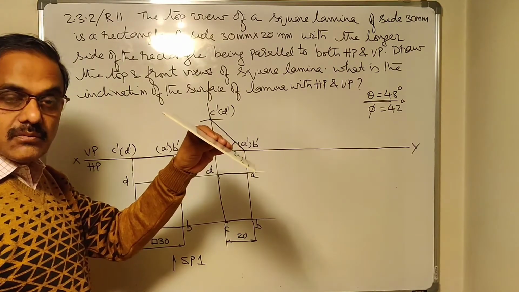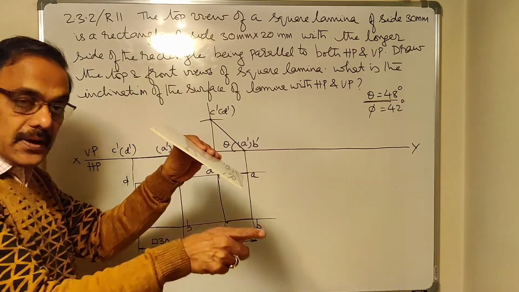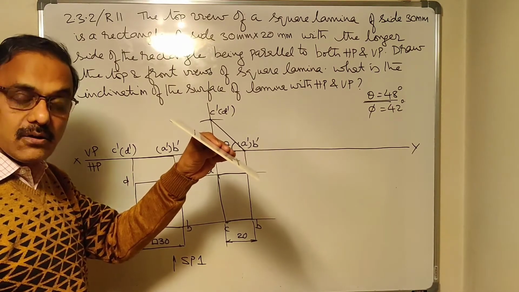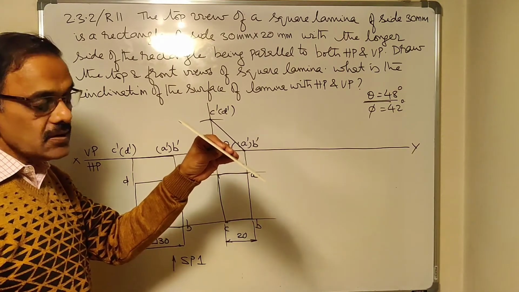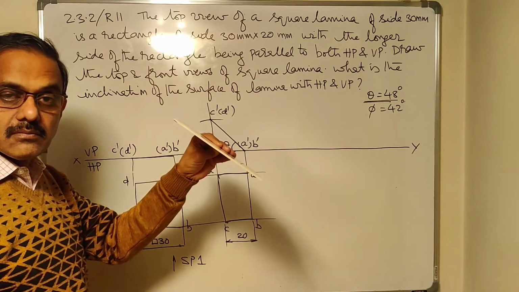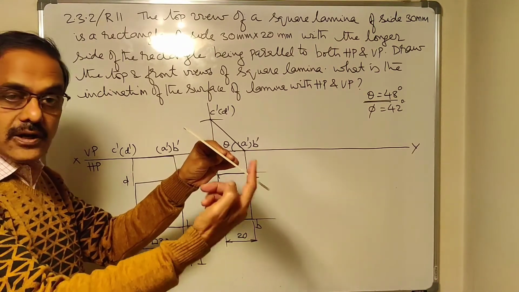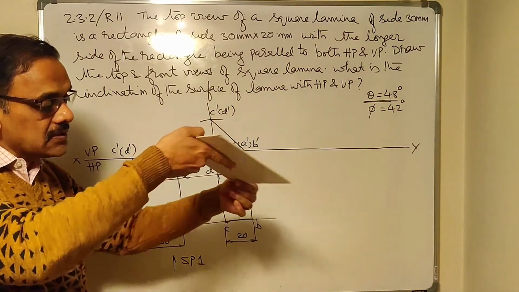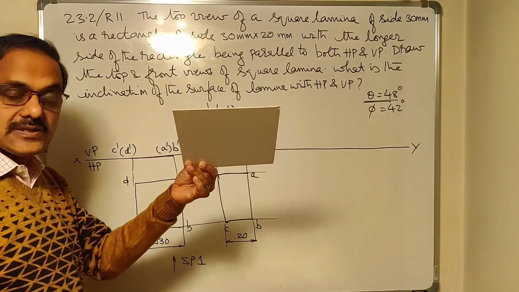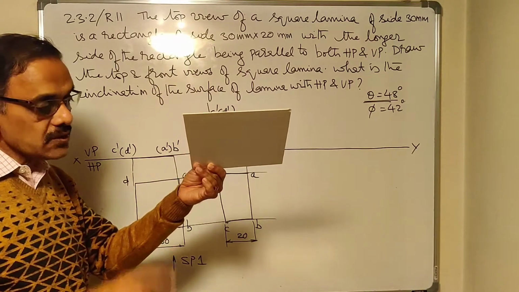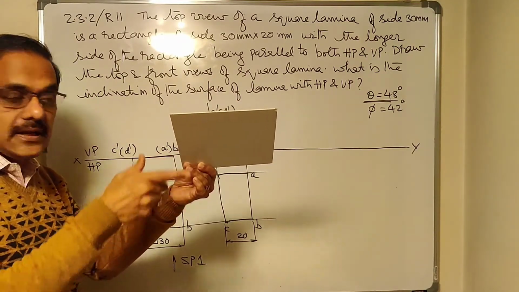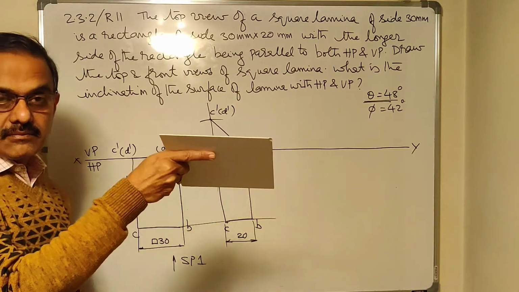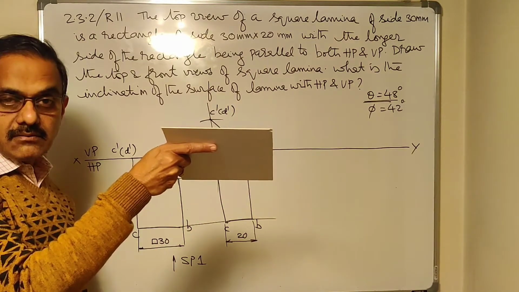Now what should I do? Right now this is perpendicular to VP. The VP condition says it should be made parallel to VP. So what do I do? Maintaining the same 48 degrees angle, I rotate this by 90 degrees and make the surface like this. So the angle is now still 48 degrees, but this edge, you see, it is parallel to VP. This is how you have to rotate.